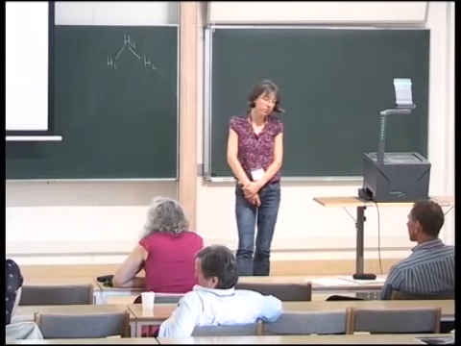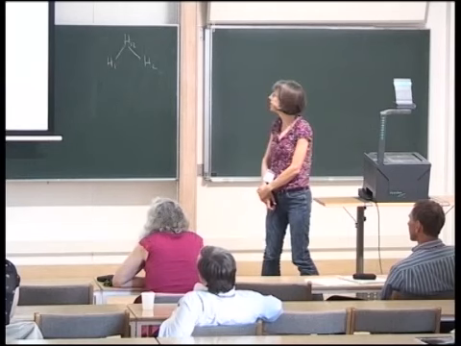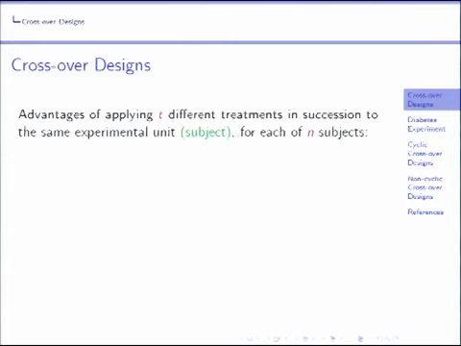So I think probably the first couple of slides aren't really necessary at this stage, but I didn't know where I was talking when I prepared them. Crossover designs. What we're going to be doing is applying T different treatments in succession to each of N subjects. So all my subjects are going to be subjected to each of the treatments. So I'm going to have T periods. In the first period, everyone gets a treatment. In the next period, everyone gets a treatment, and so on. So T treatments, T periods.